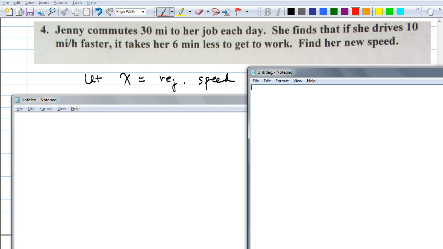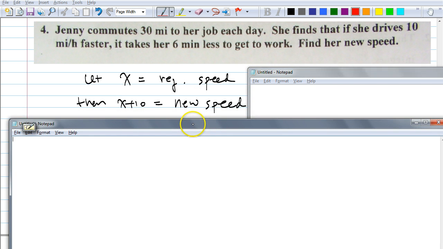Then what's our new speed, class? X plus 10. You said it right, Kobe. It's not y, it's x. So x plus 10 is the new speed, right? If x is our regular speed, then x plus 10 is our new speed. We don't declare another variable for that one because we could declare it using the x.